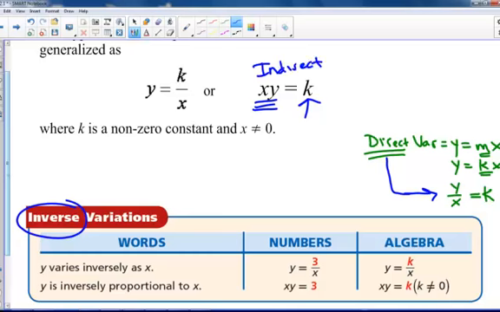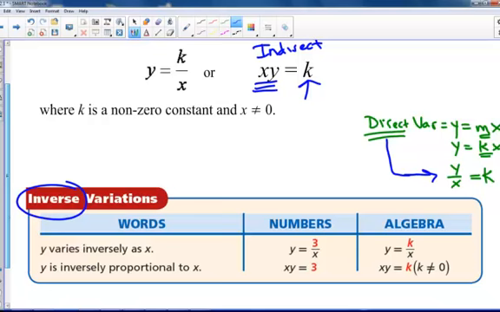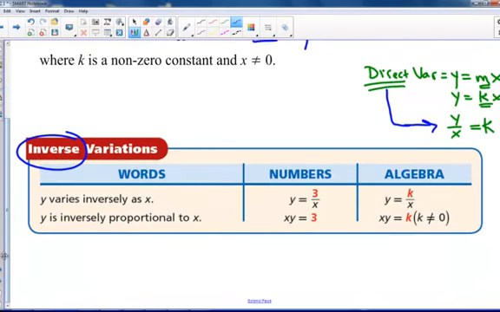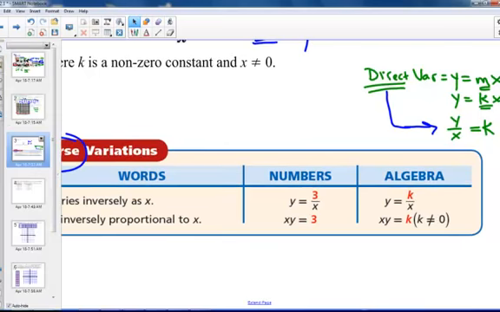So if you have 2 points and you're trying to do inverse variation and see what the missing point is, you could multiply the x times the y to get the k, and then set that equal to the x times the y of the other ordered pair.